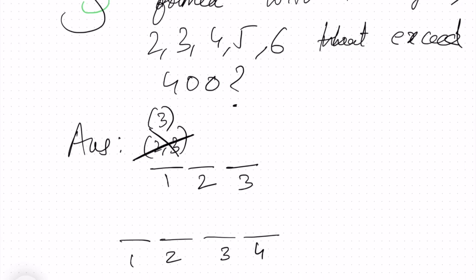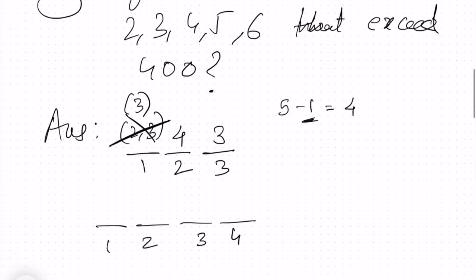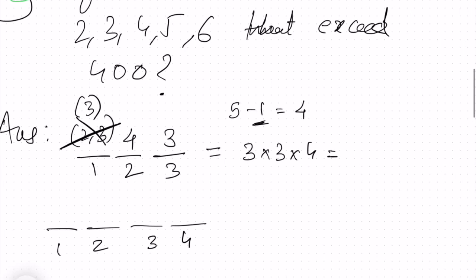Now I've used up 1 digit, so I have 4 remaining. So position 2 can be filled in 4 ways and position 3 in 3 ways. So 3 times 4 times 3, 36.